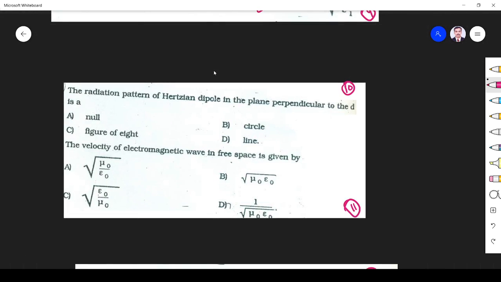Next question, the radiation pattern of a Hertzian dipole in the plane perpendicular to the dipole is a figure of 8, because we know, okay, it will be like this, right? The radiation pattern of a Hertzian dipole is like this. It is like a figure of 8. The velocity of EM wave in free space, in question number one only I told, it is 1 by root of mu naught epsilon naught.